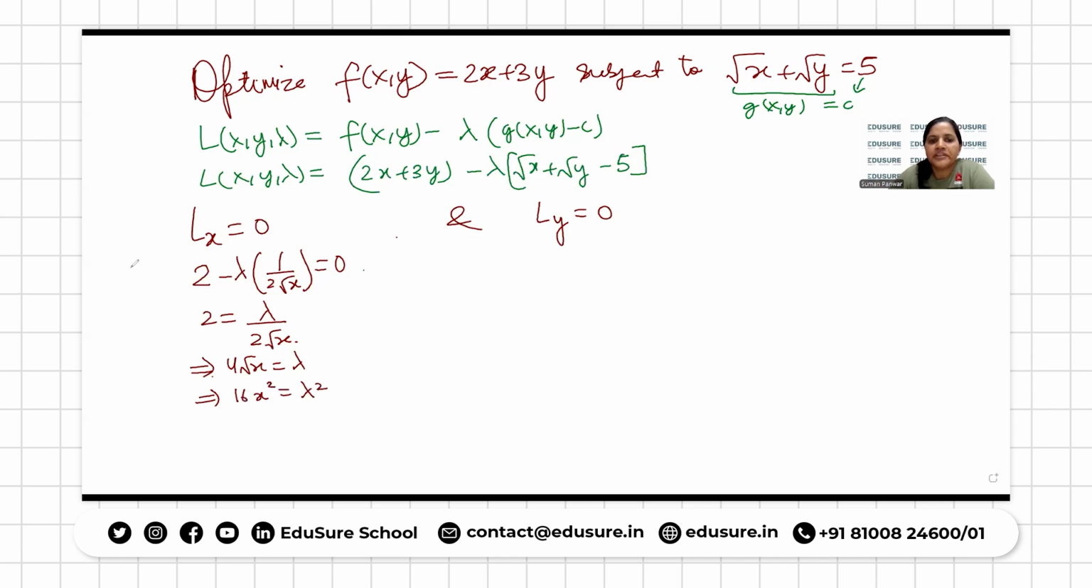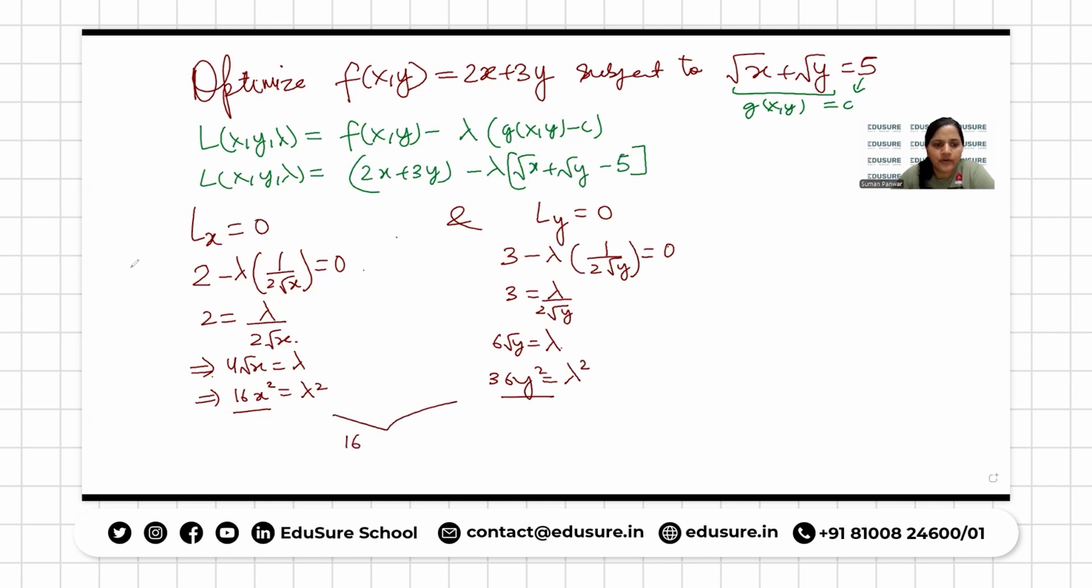From here, we get 3 minus lambda times 1 by 2 root y equals 0. So 3 equals lambda divided by 2 root y, so 6 root y equals lambda. So 36 y square equals lambda square. From these two equations, we have 16x here and 36y here, so 16x equals 36y. So x is equal to 36 by 16 y, which is 9 by 4 y, or y equals 4 by 9 x.